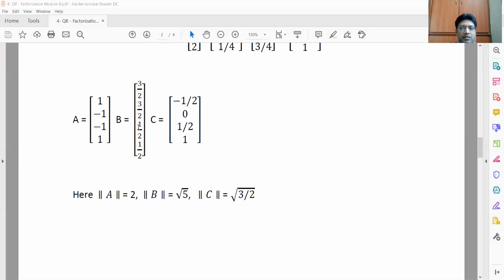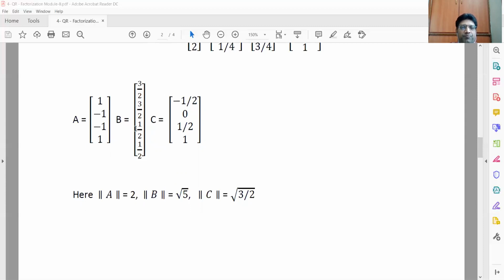Now I have to make these vectors as orthonormal vectors. So to make the orthonormal vectors, I have to divide each of these vectors with their corresponding norms. So what is the norm of this vector? Square root of 1 square plus minus 1 square plus minus 1 square plus 1 square, which is root 4.